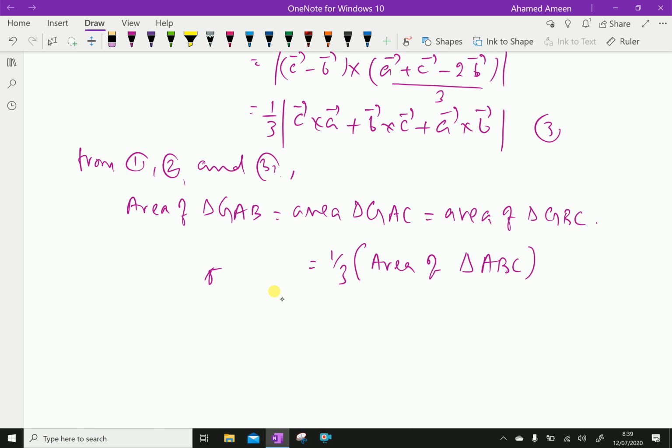Therefore, each area of triangle GAB, equal to area of triangle GAC, equal to area of triangle GBC, is equal to 1/3 of the area of triangle ABC. We have done, we proved.